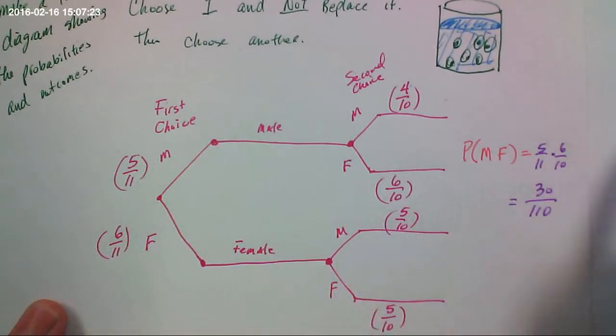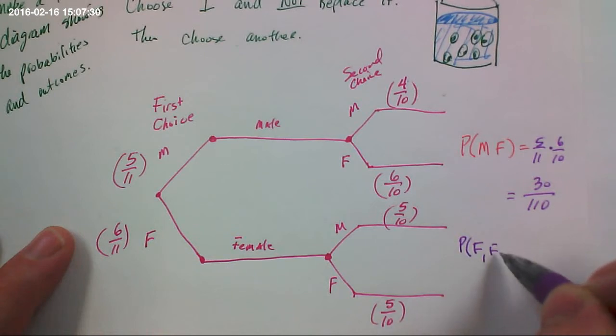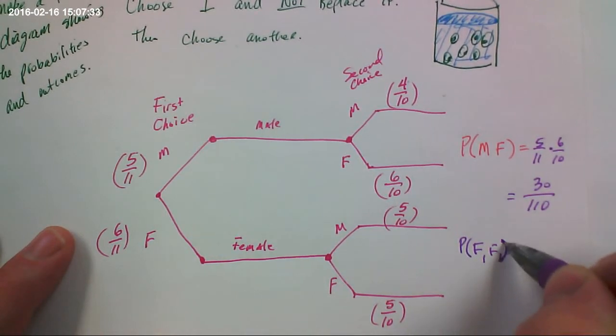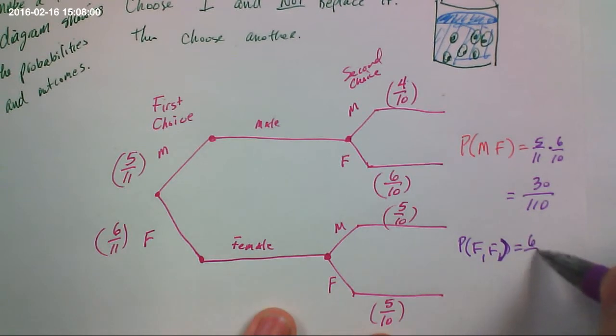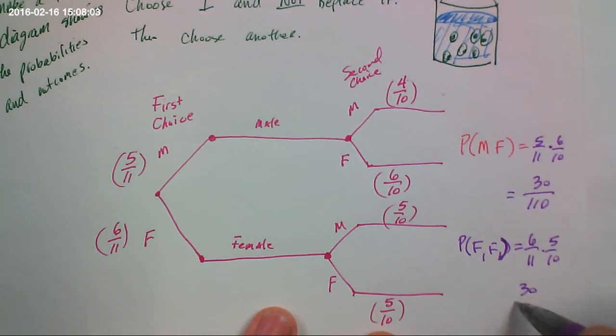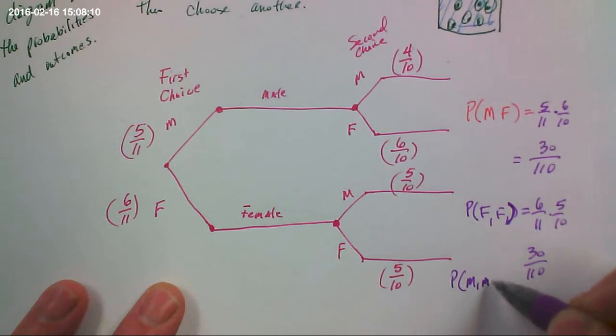You can just follow the tree diagram. So this and then that. Good? What's the probability of female then female? 3/11. Same? So exactly the same. It'd be 6 over 11 times 5 over 10, if you showed your work. And so it'd be 30 over 110 or 3 over 11, either way. Okay. What's the probability of male and then male?